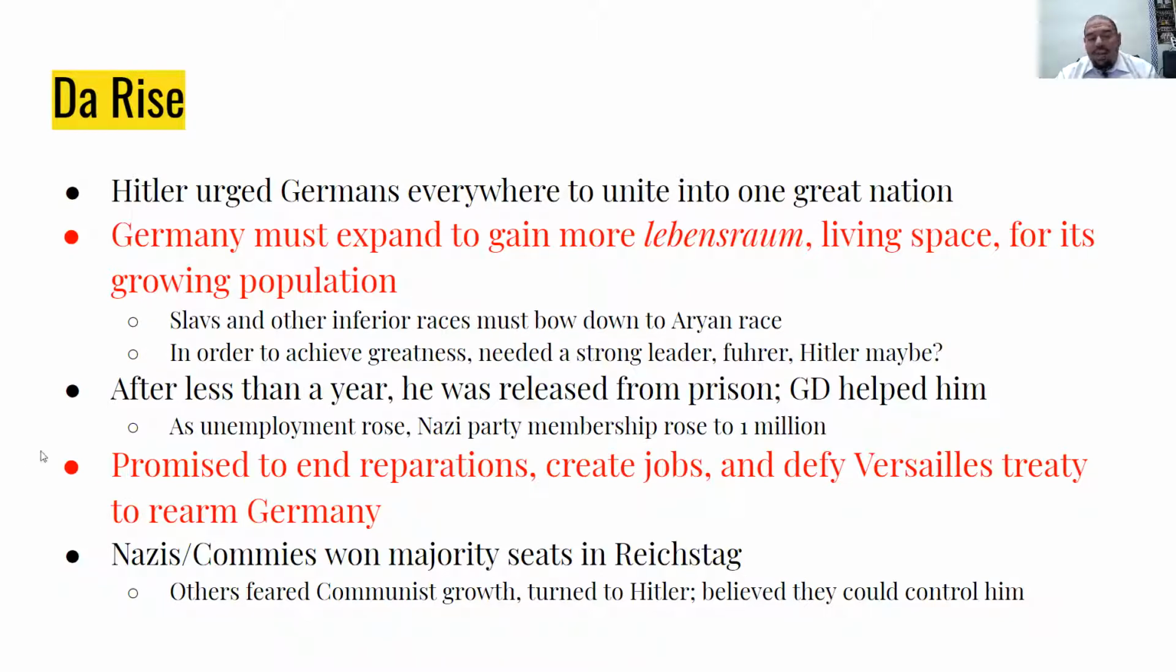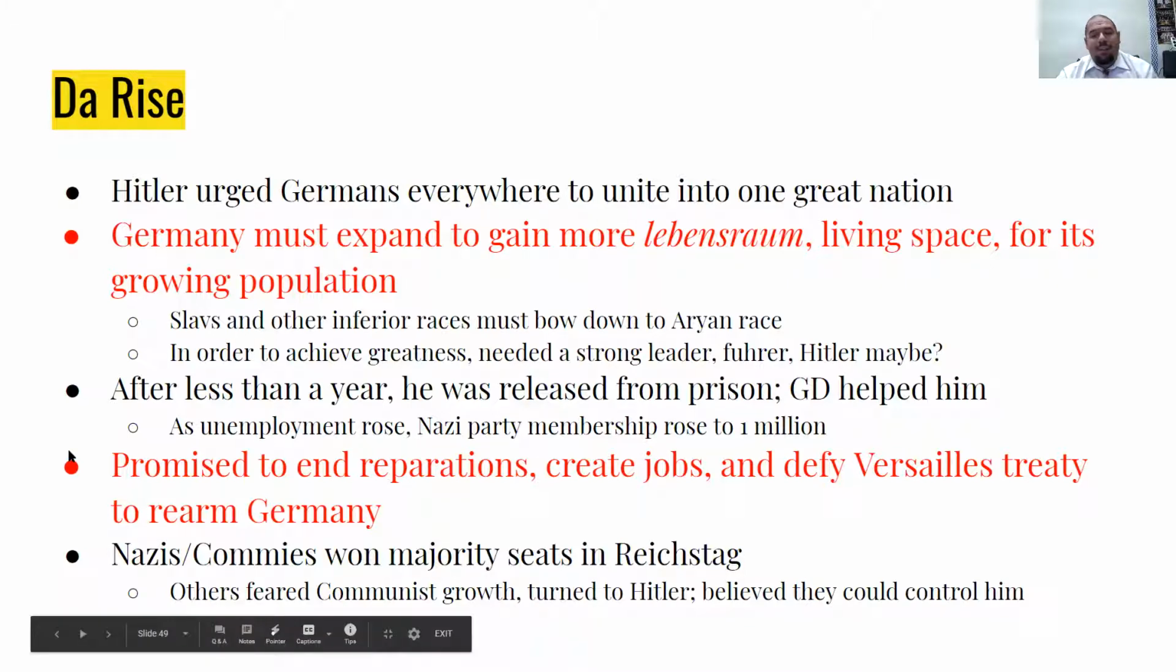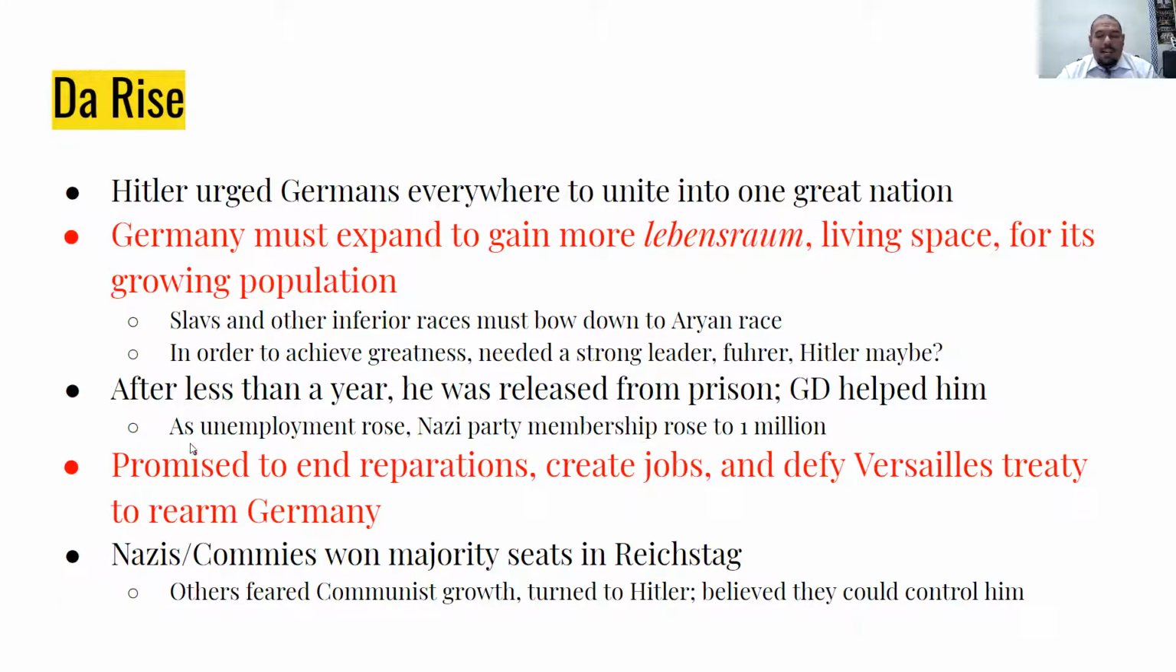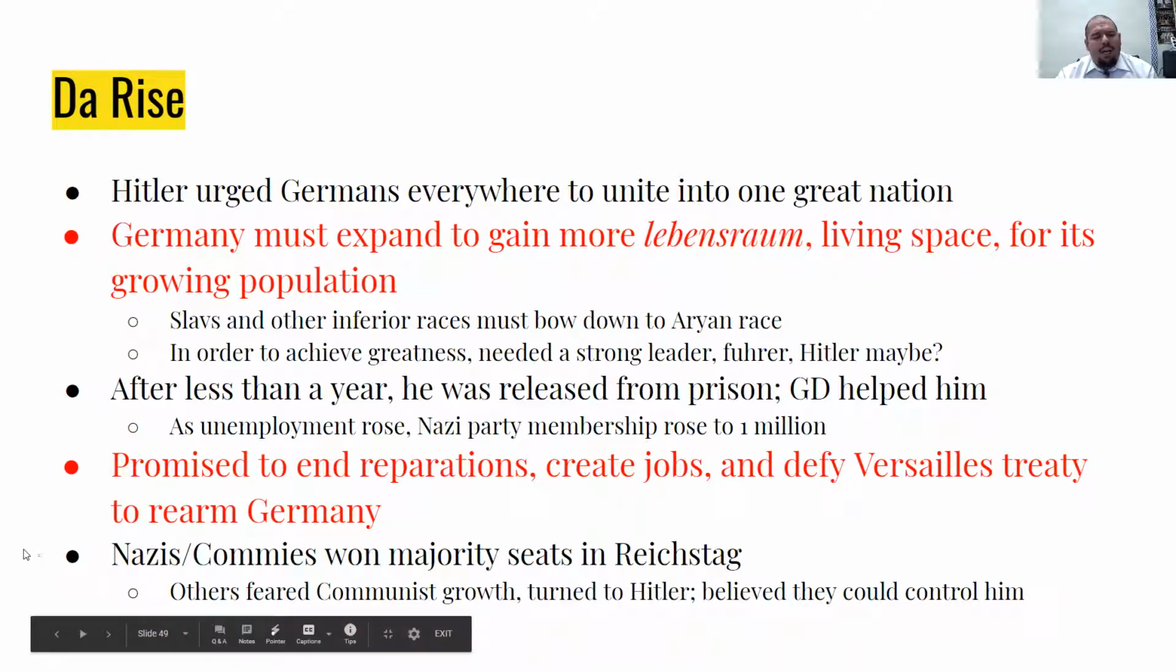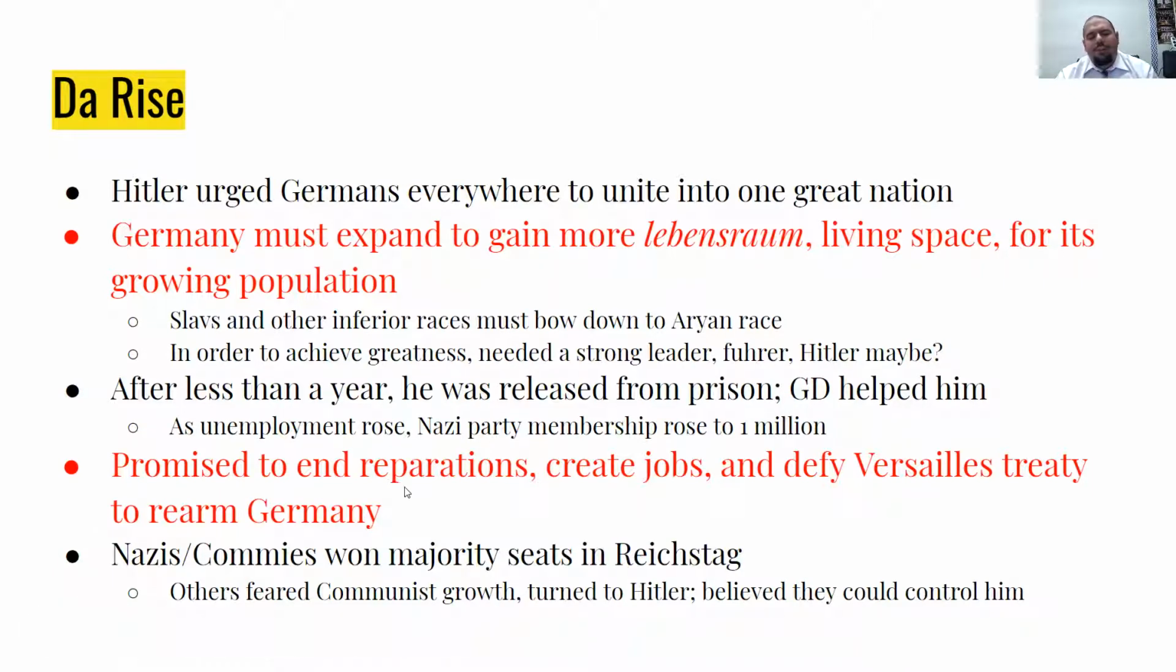So Nazis and communists are going to win majority seats in the Reichstag. Remember the Reichstag, the lower house elected by universal male suffrage? The lower house, right? What's the other one? Bundesrat? Yeah, you're right. While others feared communist growth, they're going to turn to Hitler. And these leaders are thinking that they can control him.